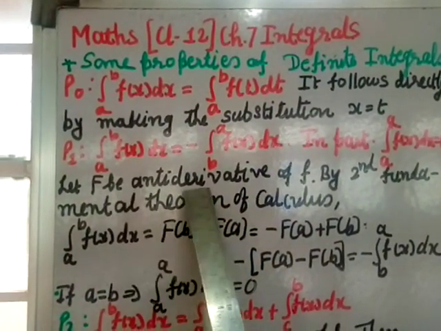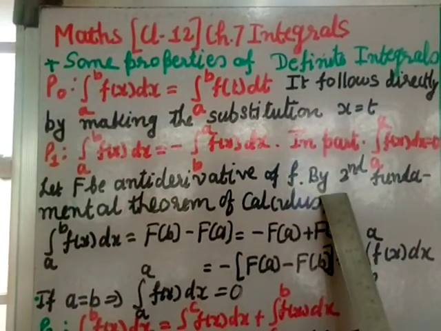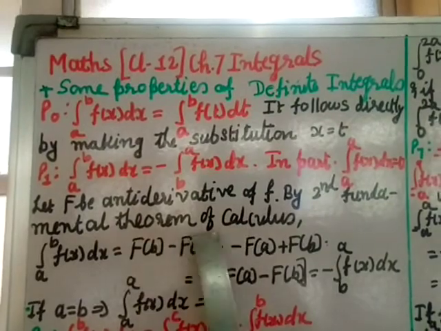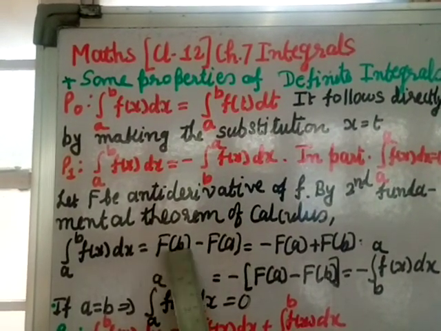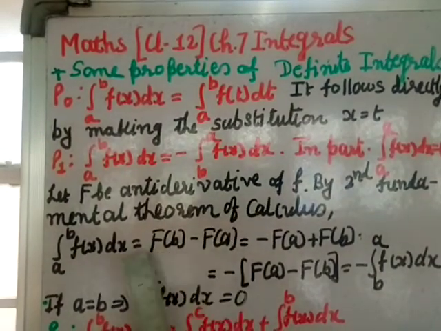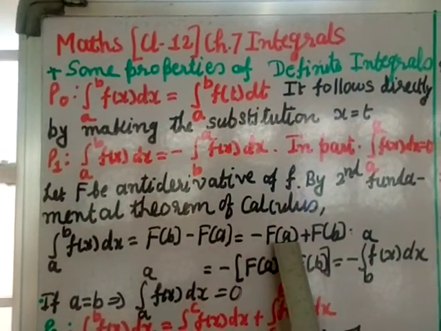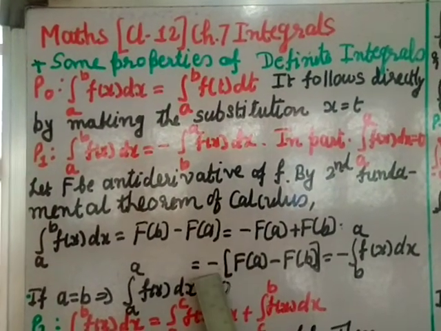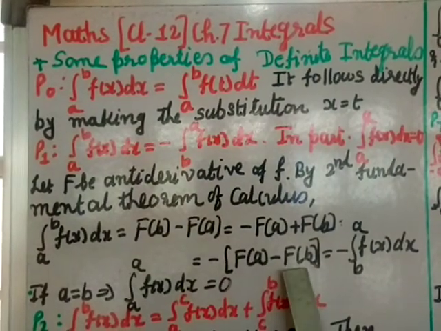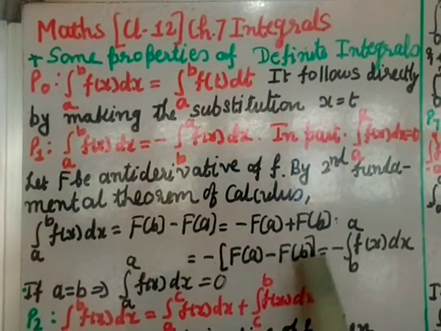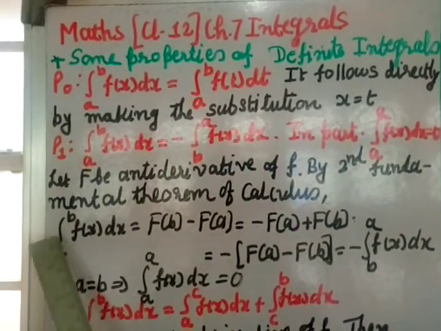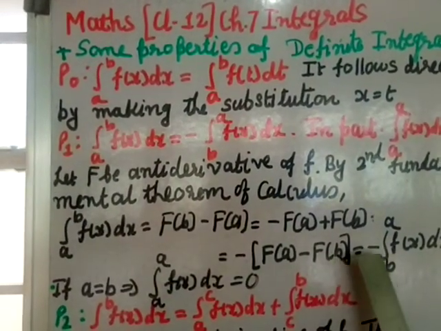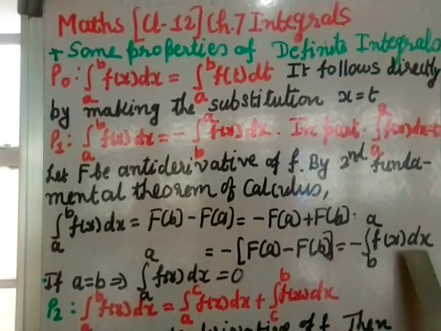Let capital F be the antiderivative of small f. By the second fundamental theorem of calculus, integral a to b f(x) dx gives you F(b) minus F(a). Interchange this order, so minus F(a) plus F(b). Take the negative common: minus of F(a) minus F(b). This term in the bracket can be written as integral b to a f(x) dx, and this is negative. We have proved integral a to b f(x) dx equal to minus integral b to a f(x) dx.